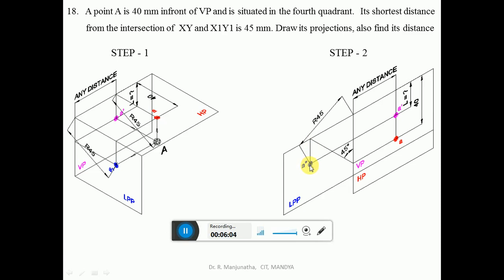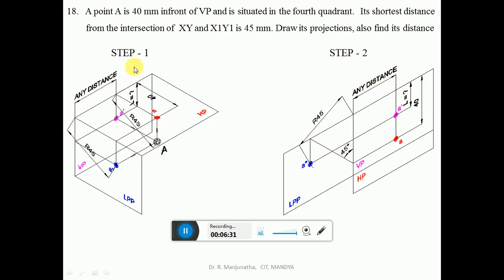Then you draw a horizontal projector from here, so that it will cut this vertical projector at some point. So that point will become A dash, because A double dash and A dash both will be on the same line. So you measure the distance from this point to A dash, which will be the distance below HP, which needs to be found out.